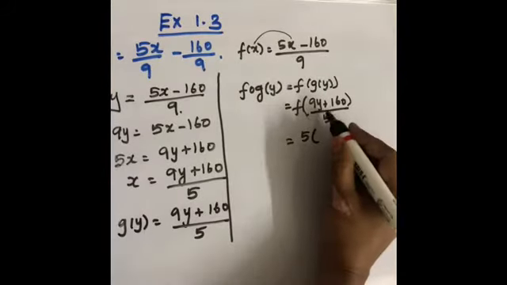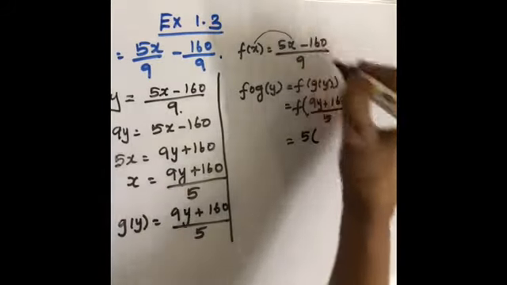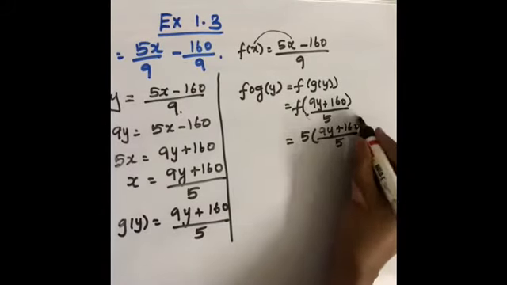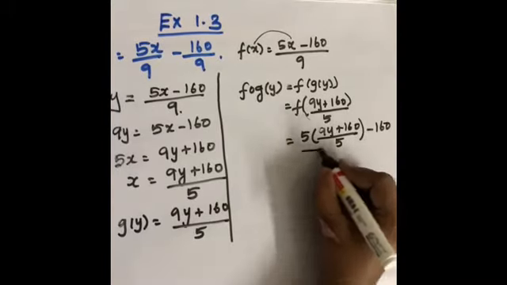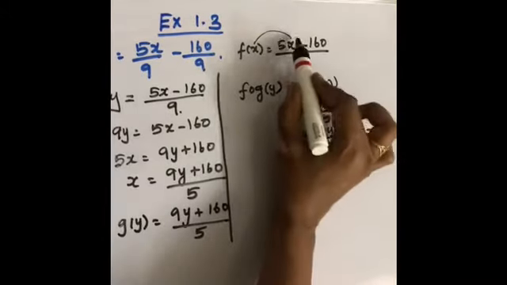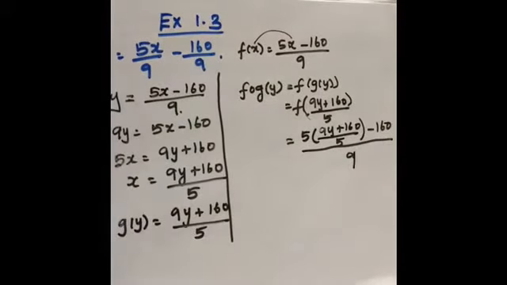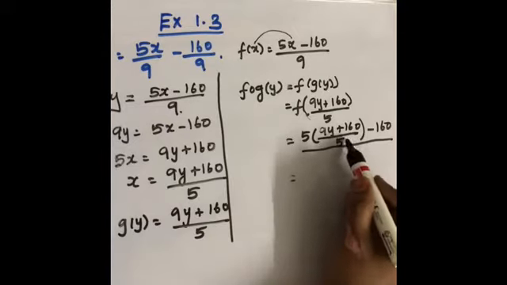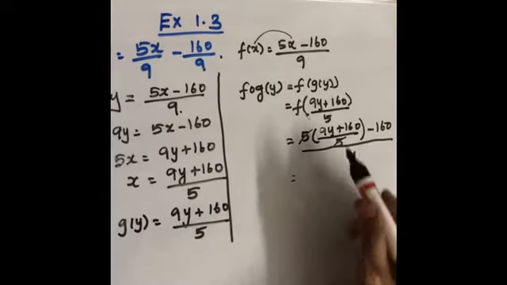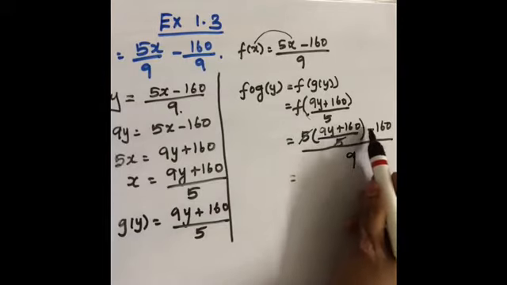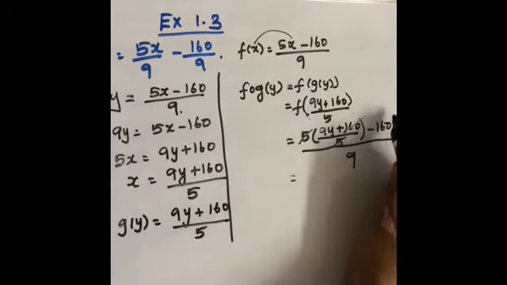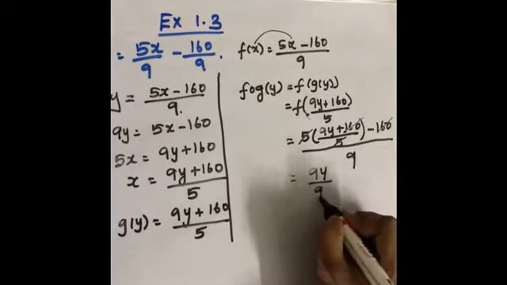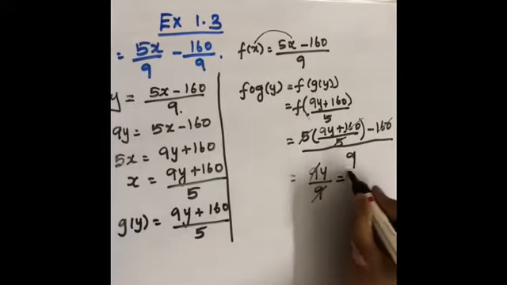Okay, this whole function. So, 5 into (9y plus 160) divided by 5, minus 160, the whole thing divided by 9. Instead of x, I am substituting this whole function. Here 5 is common, so 5 cancels. In the numerator 9y plus 160 is there, here minus 160. So 160 minus 160 will get cancelled. The remaining is 9y divided by 9, 9 also will get cancelled, that is equal to y.